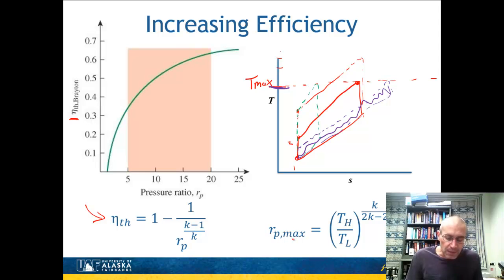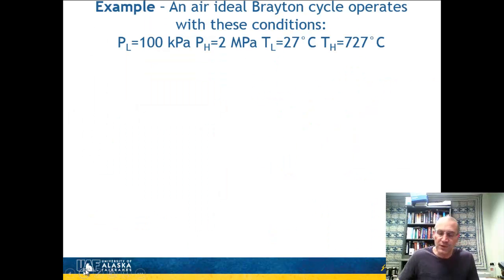So the optimum pressure ratio is T high over T low. So it's this Tmax. I call it Tmax. You could also call it T high. Tmax over T low, that would be right over here. This would be T low, a function of that, and then the ratio of k over 2k minus 2. So that's going to give you the optimum value. And this is often maybe like 12 or 14. It's somewhere in the middle. But here's a way you can find out what the optimum pressure ratio is given a given inlet and outlet temperature.